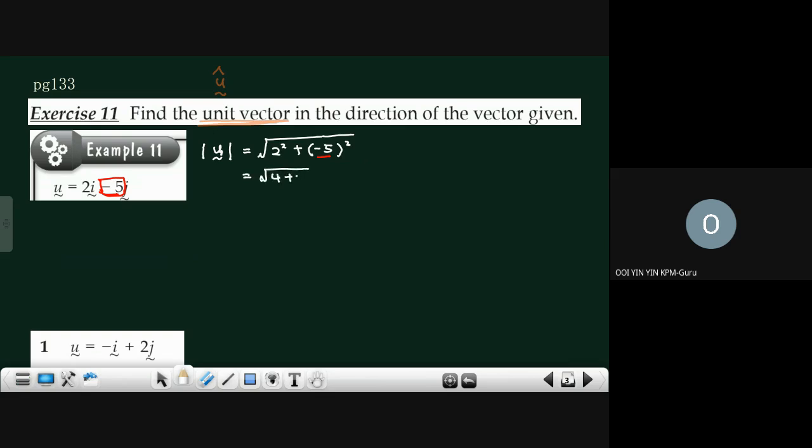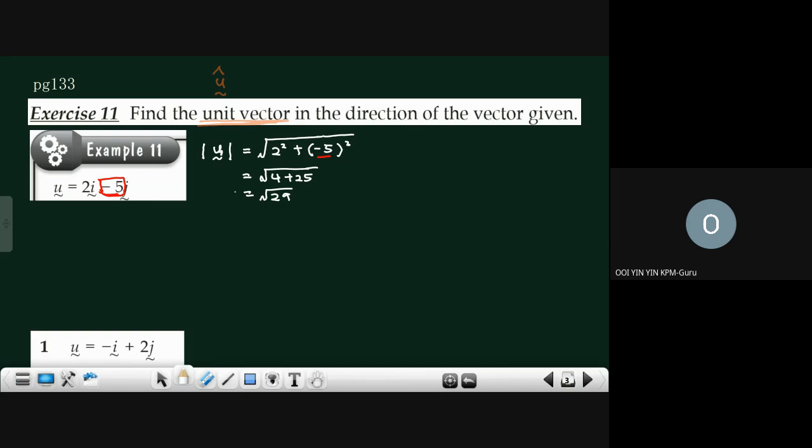Okay, and then now count this, you will get 4 plus 25, which gives you square root 29. Okay, square root 29. We just keep it in square root 29. Because if we open the square root, I think you have 5 point something, about 5.4 or so, there are a lot of decimal places here. So later when you want to find the unit vector, it will be very hard. So we keep it, no matter what, we don't evaluate it.